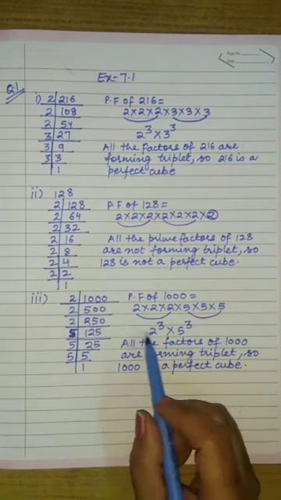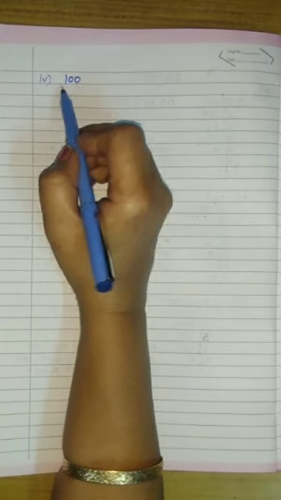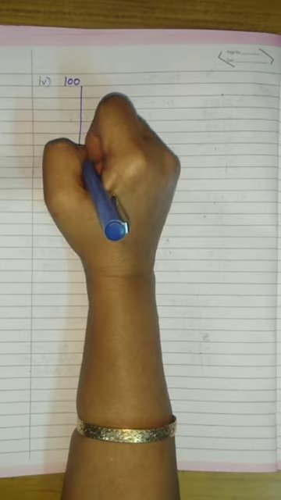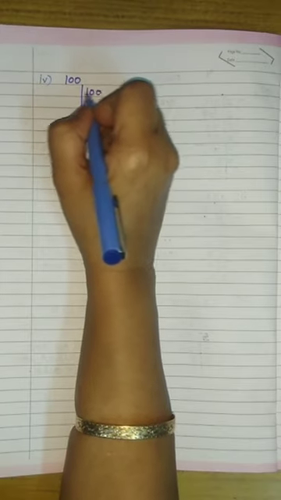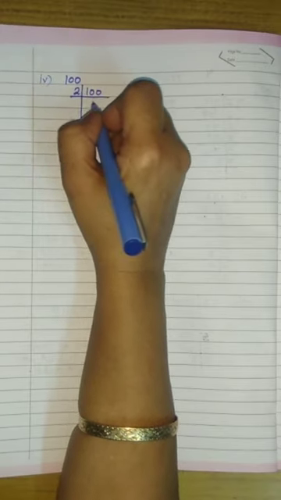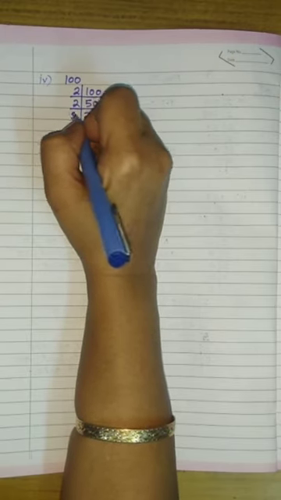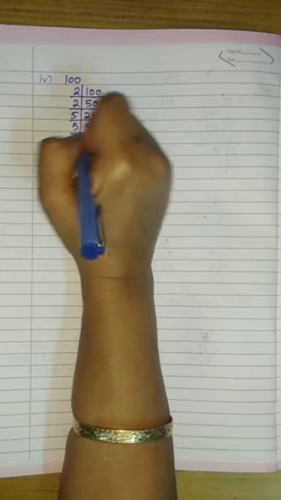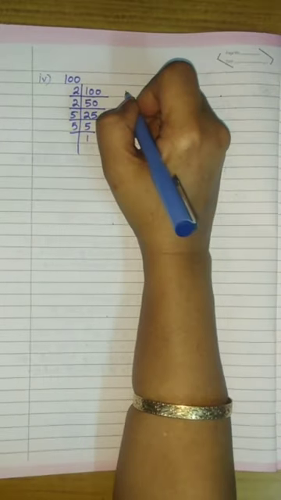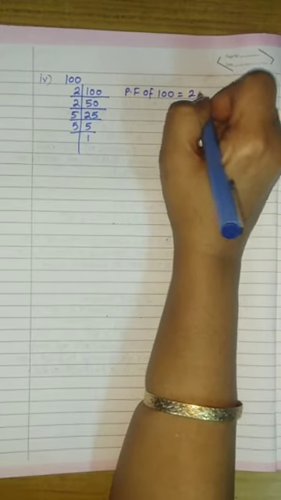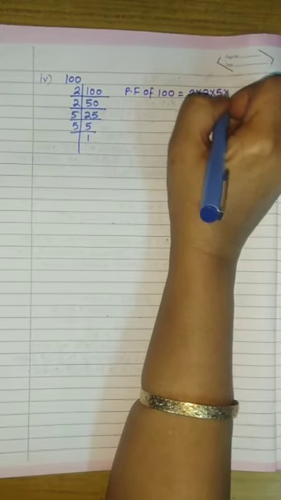The next part of question number 1 is 100. As you can see, we have 2 zeros only, which is not a multiple of 3. So apparently this 100 is not a perfect cube. We will find it by prime factorization. Dividing it by 2 we got 50. Again by 2, 25. Then by 5. Again by 5. So the prime factors of 100 are equal to 2 into 2 into 5 into 5.